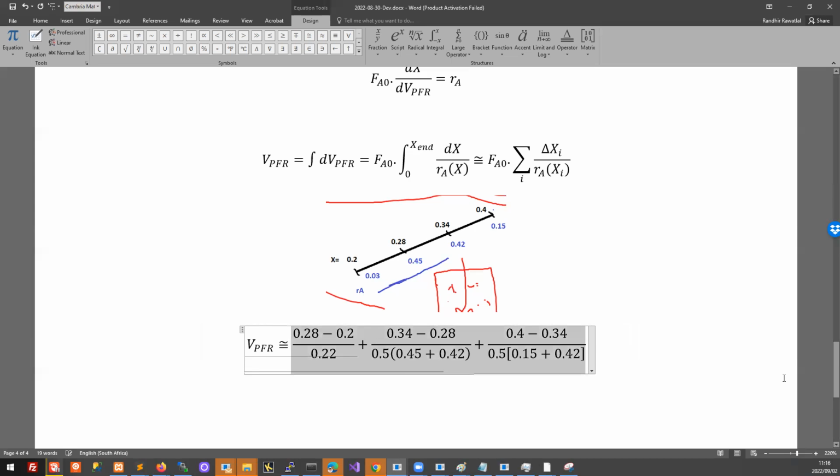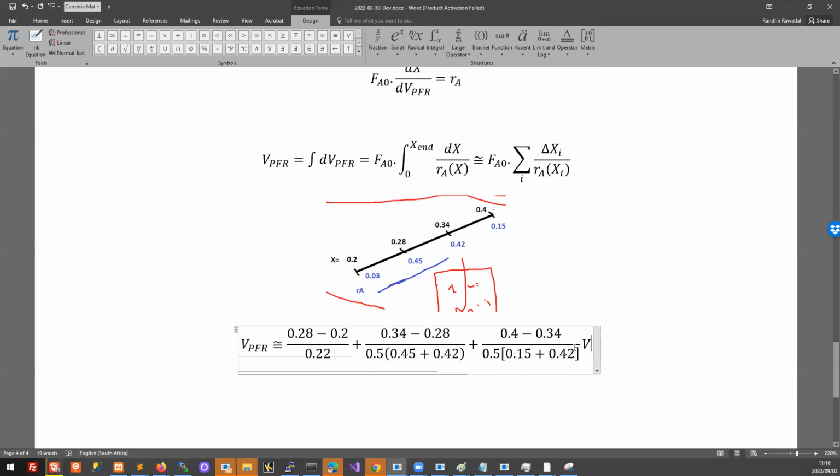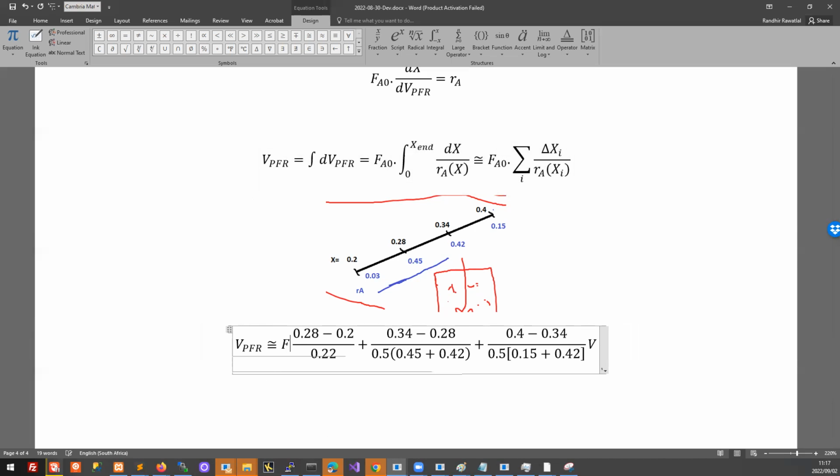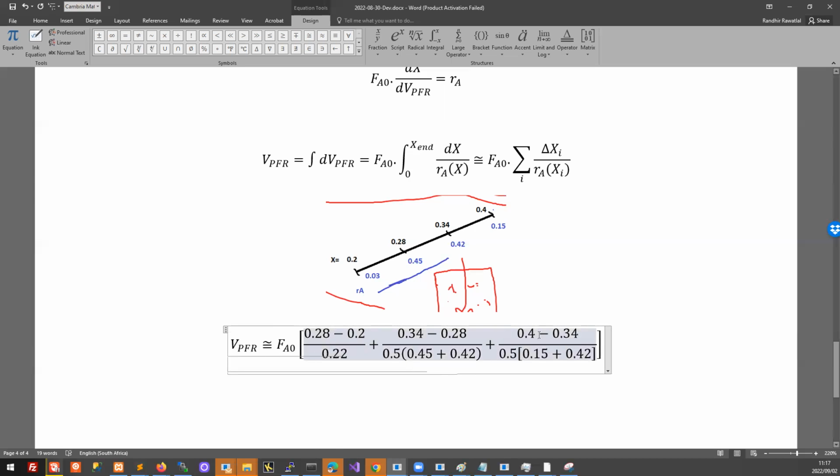So you just do this calculation and that will give you the volume of the reactor. We should check the units. There is an FA naught we have to multiply all this by. Remember over here, this has units of conversion, so no units there. Down here, you've got units of reaction rate. So this is moles per second per cubic meter. And then you are multiplying by moles per second. So all of this works out to cubic meters, right?